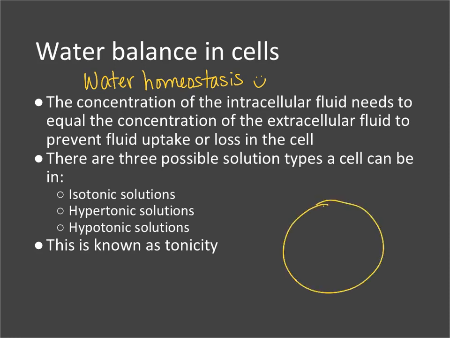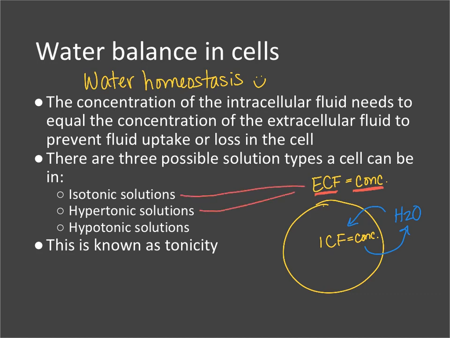So when we look at a cell and we look at the intracellular fluid compared to the extracellular fluid, homeostasis means that the concentration of the extracellular fluid should be the same as the concentration of the intracellular fluid. Because remember that water can freely move across the phospholipid bilayer. And so if these concentrations are different, then water is either going to move into the cell or it's going to move out of the cell in bulk, which is going to change the size and the shape of the cell. So there are three possible types of conditions that can refer to the extracellular fluid and specifically the concentration of the extracellular fluid. And so the extracellular fluid can either be isotonic, hypertonic, or hypotonic to the intracellular fluid. And we'll take a look at what happens in these different situations on the following slides.